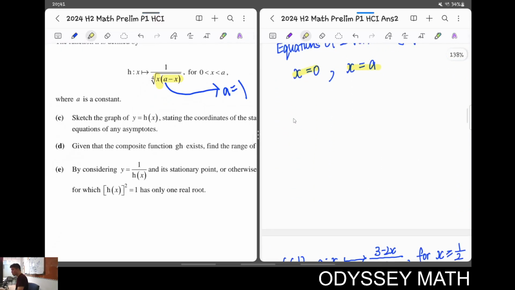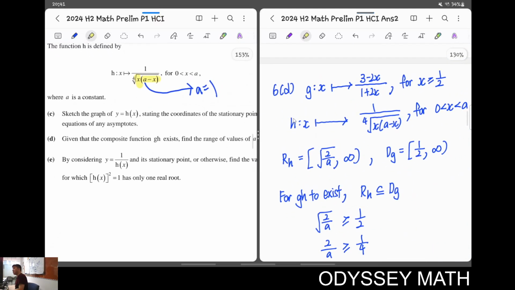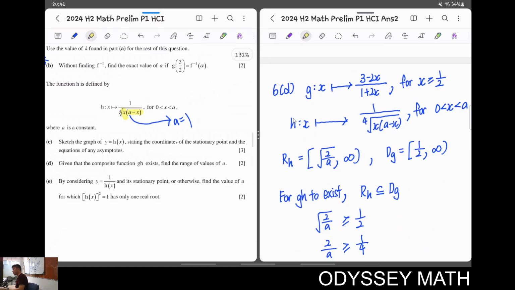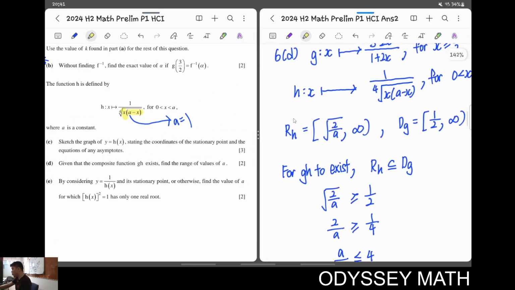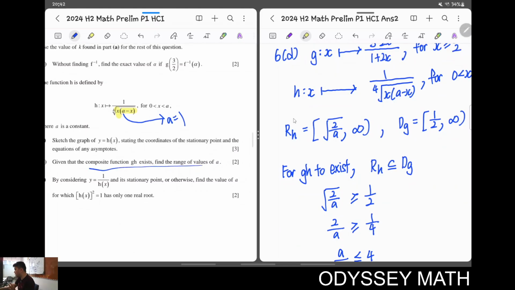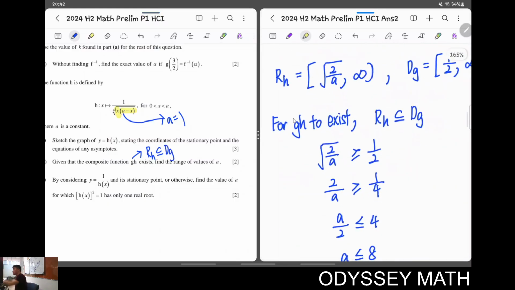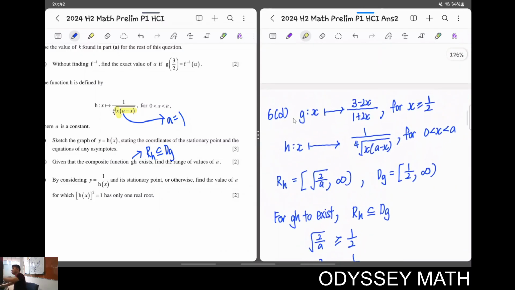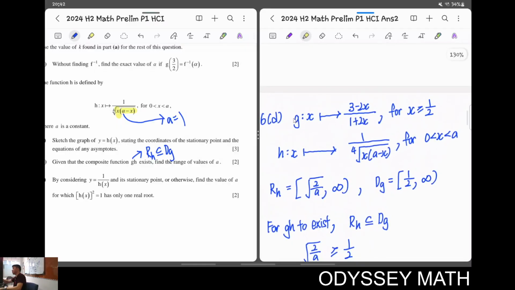So now we move on to 6D. Given that the composite function gh exists, find the range of values of a. When you are asked this question, again, you should put a smile on your face. If the statement is along these lines, and they ask whether the composite gh exists, you need to make use of the condition that R_h, the range of h, is a subset of the domain of g, which I mentioned here. First thing first, let's list out the two functions, g(x) and h(x).